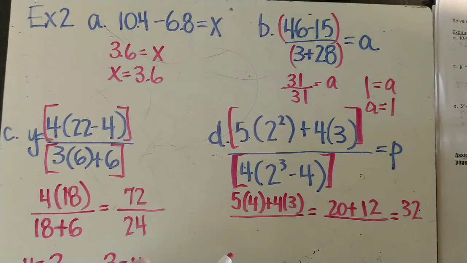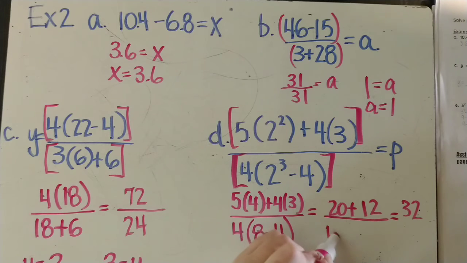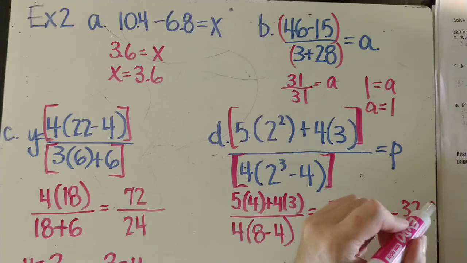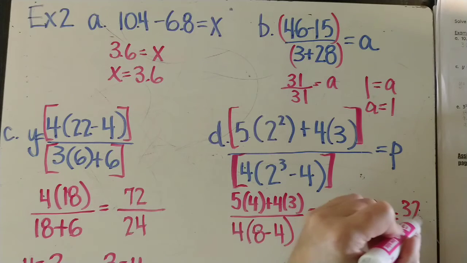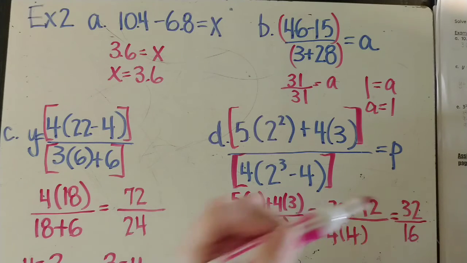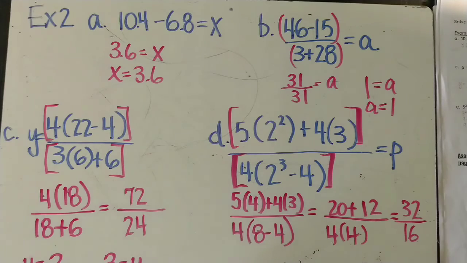Now I'm going to do the denominator. 4 times 2 cubed is 8. Finish up your parentheses and you have 4 times 4, which is 16. So we have 32 divided by 16. Is this simplified? It is not. So when we simplify it, we have 2 equals P or P equals 2.